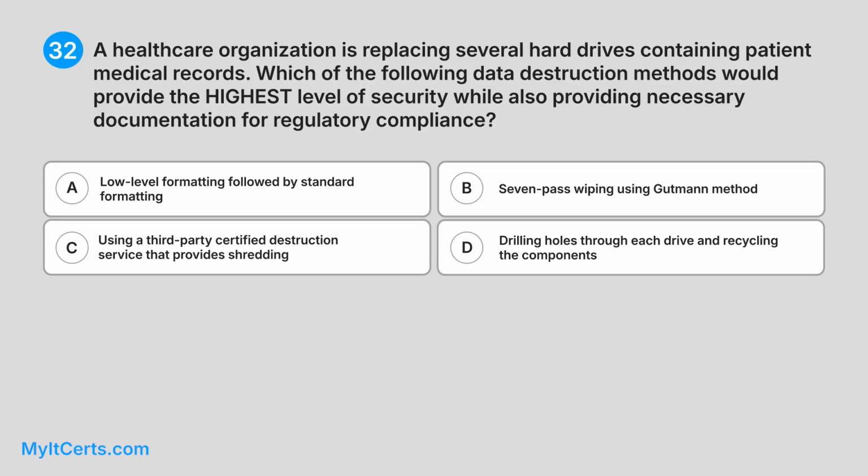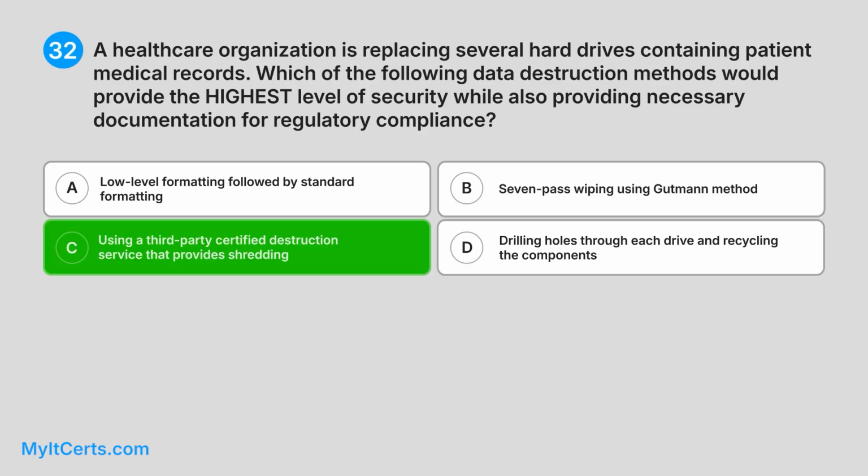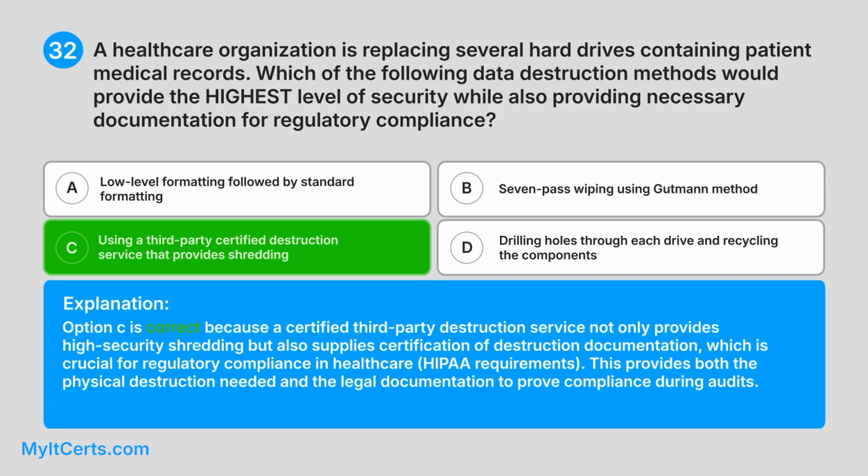Correct answer. C. Using a third-party certified destruction service that provides shredding. Explanation. Option C is correct because a certified third-party destruction service not only provides high-security shredding, but also supplies certification of destruction documentation, which is crucial for regulatory compliance in healthcare HIPAA requirements. This provides both the physical destruction needed and the legal documentation to prove compliance during audits.